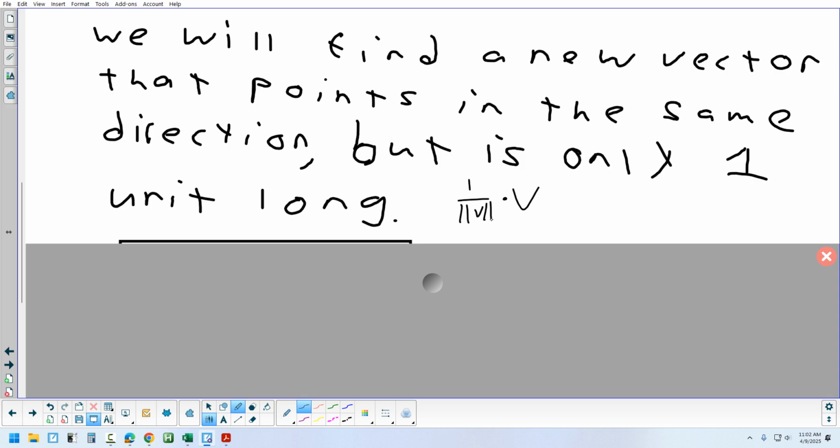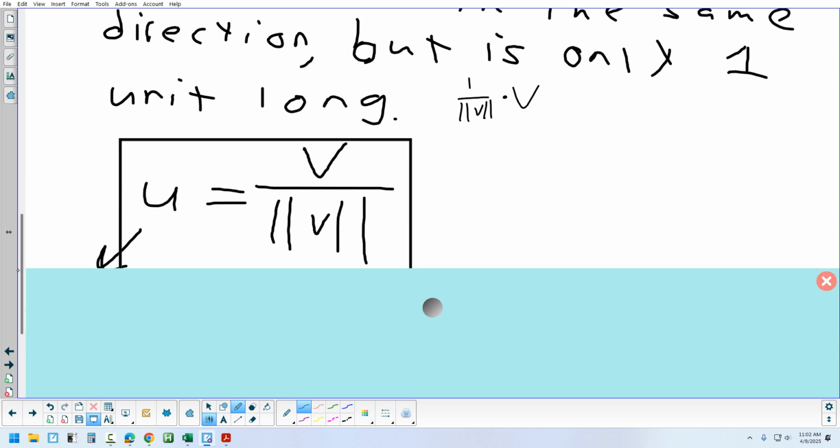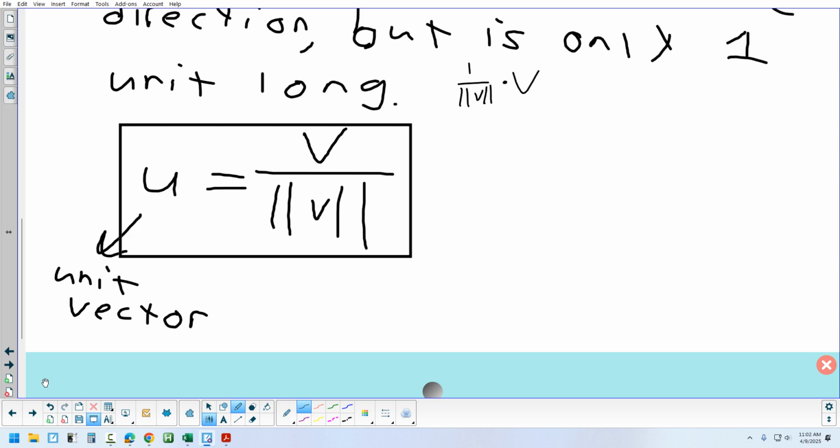Or if you want to put it all together as one fraction, you can think of like multiplying straight across. 1 times v is v, and the magnitude is in the bottom. All right, so that's how you can turn any vector into a unit vector. So the first step to finding a unit vector is to look at the vector that you have and find the length. If the length is 1, you're done. There's nothing to do. If the length is not 1, scale it to make it 1.